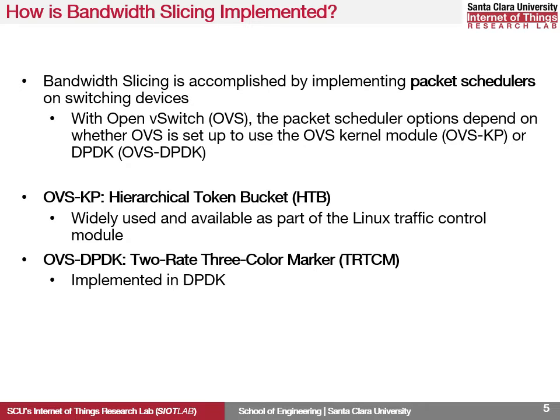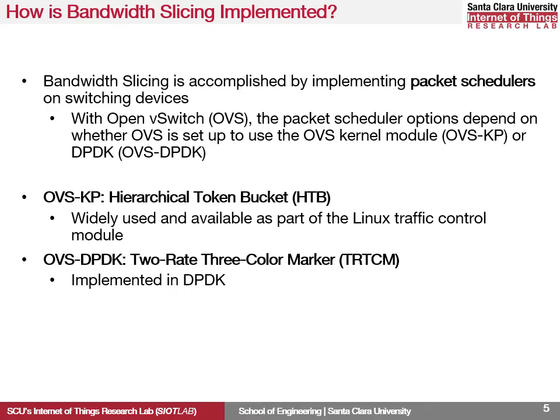How is bandwidth slicing implemented in software-defined networks? Bandwidth slicing is accomplished by implementing packet schedulers on network devices such as switches or routers. In this work, we analyze the bandwidth slicing performance of the Open vSwitch, or OVS. The Open vSwitch is an open-source, production-quality software switch that is compatible with various hypervisors and container systems. The Open vSwitch has two main variants. The first variant is OVS with the kernel path, that we refer to as OVS-KP. This variant implements its data path via a kernel module. As such, it can take advantage of the Linux kernel's packet scheduling mechanisms.